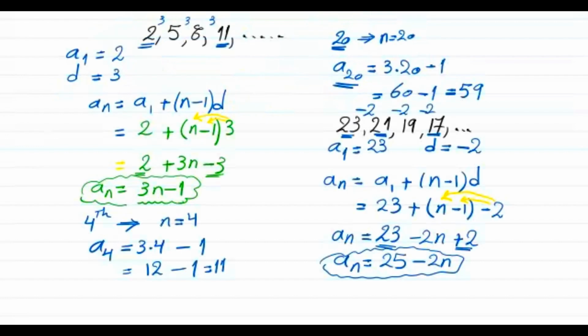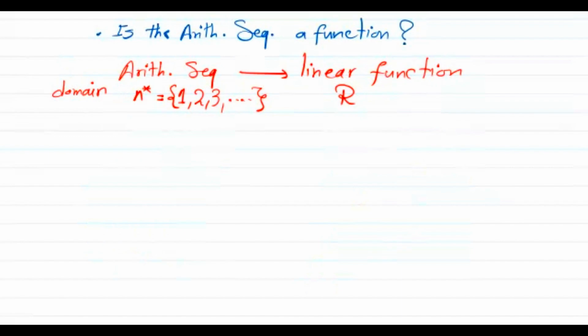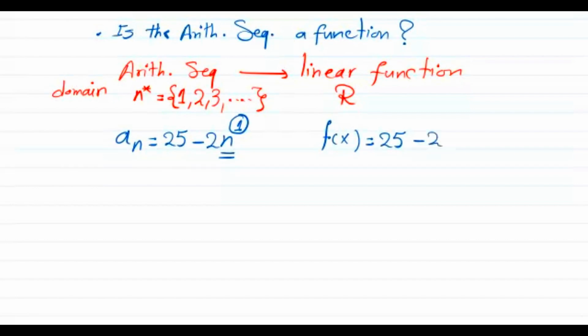The last one in this one, what is the arithmetic sequence rule? an equals 25 minus 2n. I will write it again here. This is the rule of the arithmetic sequence: an equals 25 minus 2n. If you focus here, we have a variable n, of first degree, that means linear. So I can write f of x equals 25 minus 2n. I'm sorry, f of n here, because this is n, not x. f of n equals 25 minus 2n.